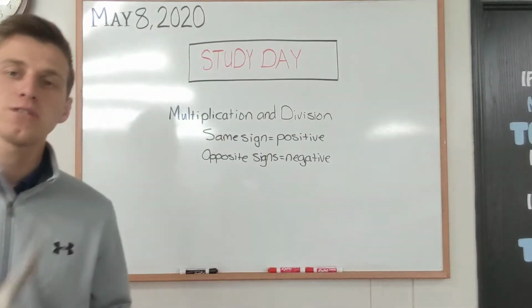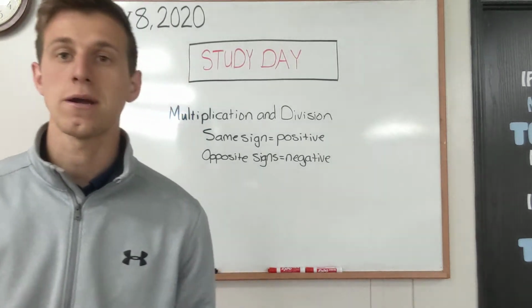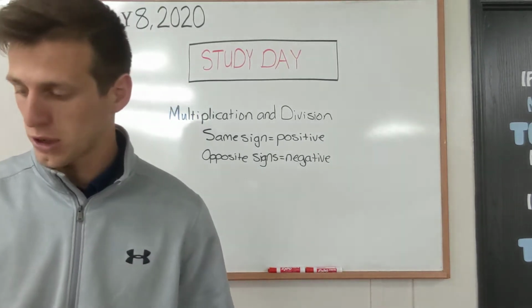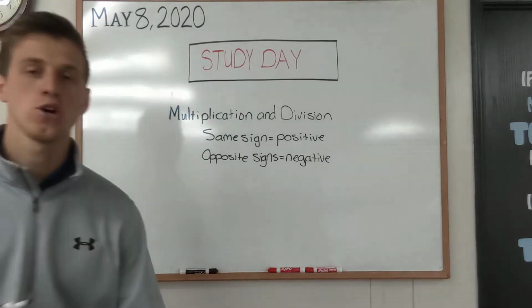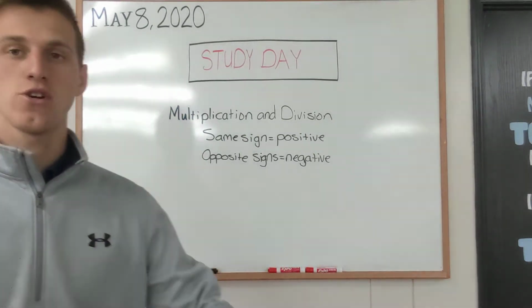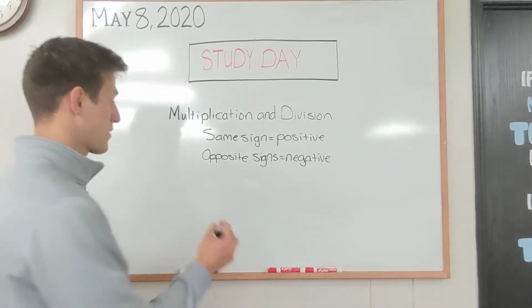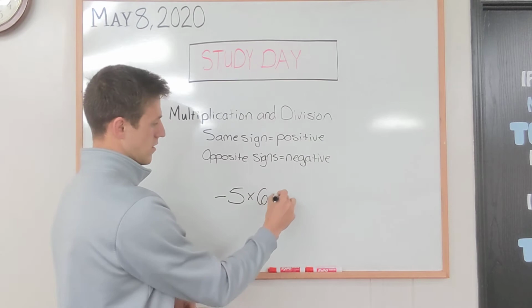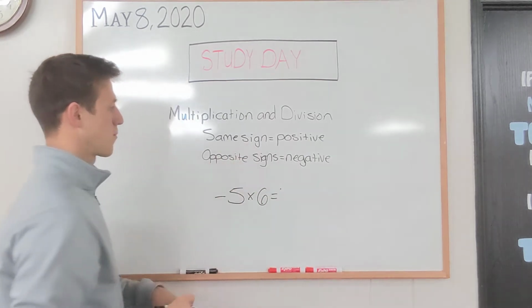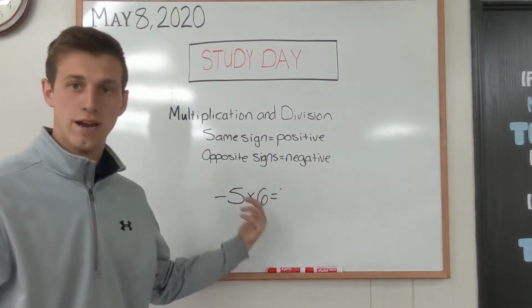All right. And I know some of us were having some trouble with combining integers. So I'm just going to quickly go over those as well. I'm going to start with multiplication and division. With multiplication and division, our rules are pretty simple. If we have a negative number times a positive number, if they have opposite signs, our answer is going to be negative.